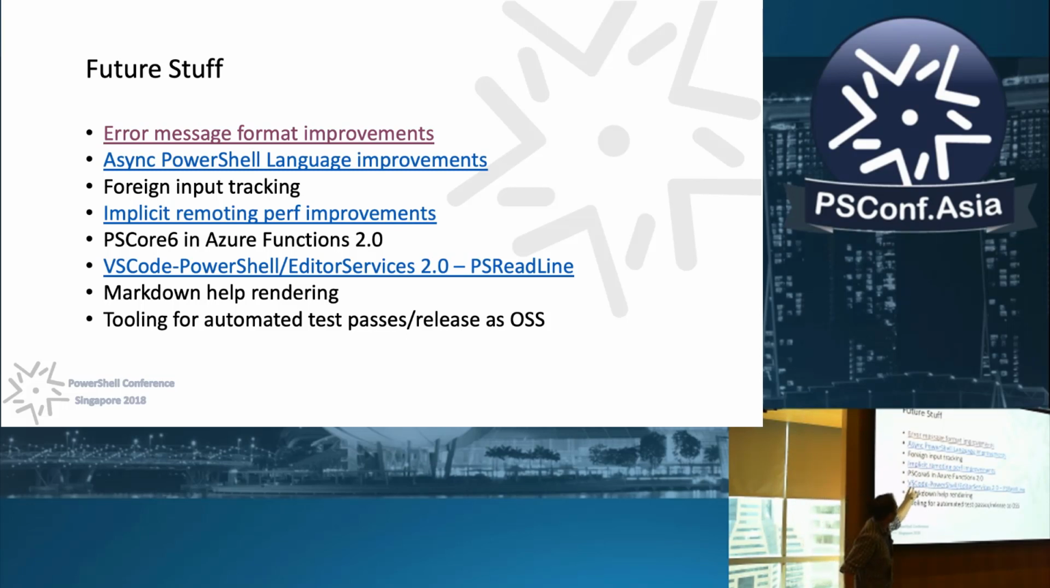Yes, we are working on PowerShell Core 6 in Azure Functions 2.0. I don't have any announcement beyond that, in terms of a timeline.